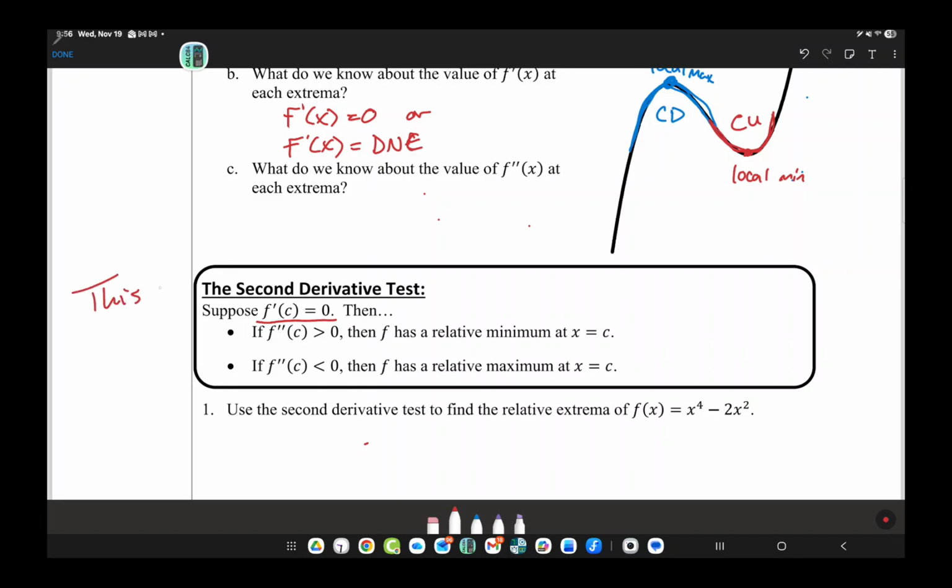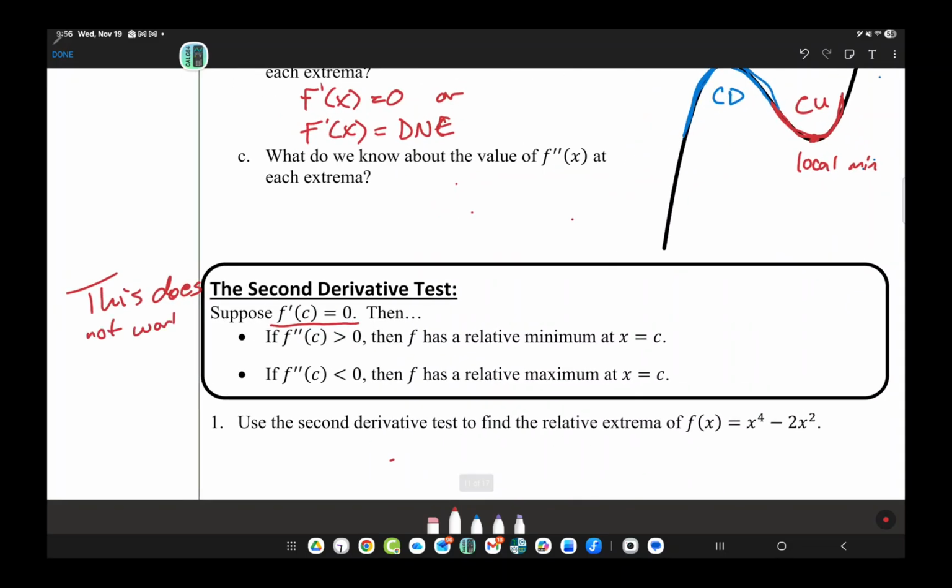What? This does not work for f prime of x does not exist. It only works when you have zeros, which again will be the majority of the time. When you're given actual functions where the function does not exist, that only really happens with rational functions. You're not going to see a lot of those. You're going to see your nice quadratic or polynomial functions, some exponential functions. You're not going to see a lot of rational functions.